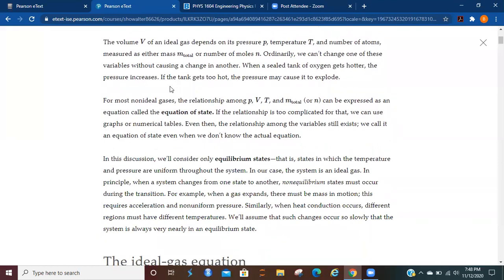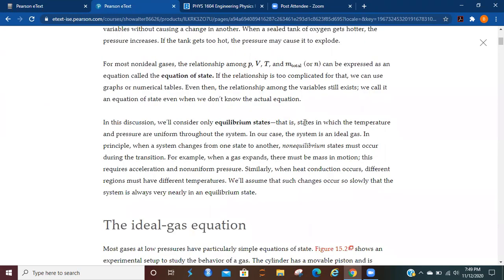So the volume is going to depend on pressure, temperature, and the number of atoms. And it's going to either be measured as the total mass or the number of moles. And ordinarily, we can't change one of these variables without causing a change in the other. In other words, when a sealed tank of oxygen gets hotter, the pressure is going to increase. If it gets too hot, then the pressure may cause it to explode. So when you change one variable, you're going to change the other.